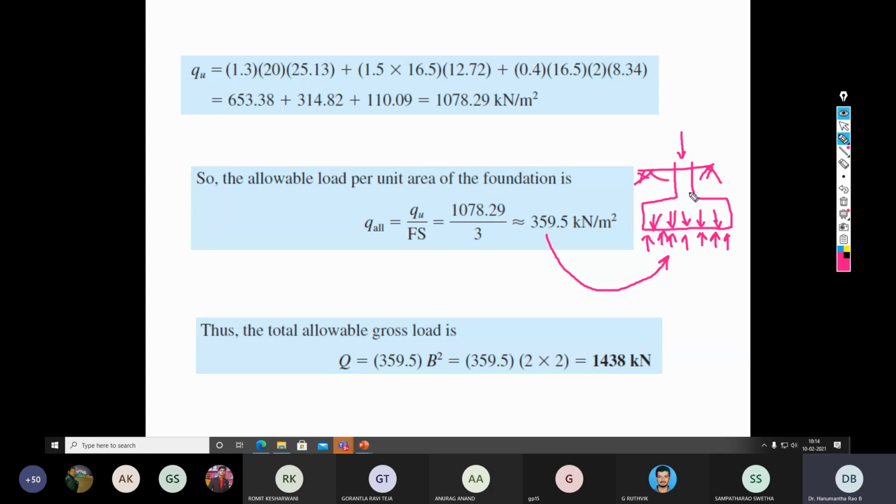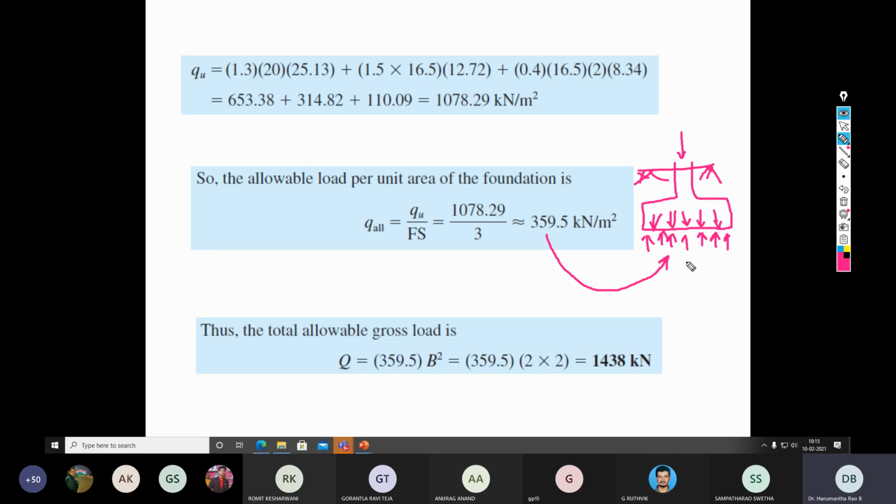The footing component belongs to the structural side. Once I know the allowable bearing pressure of the soil, I will recommend the same value to the structural engineer, and accordingly he will design the footing size. But here the controlling factor is soil, not the structure.